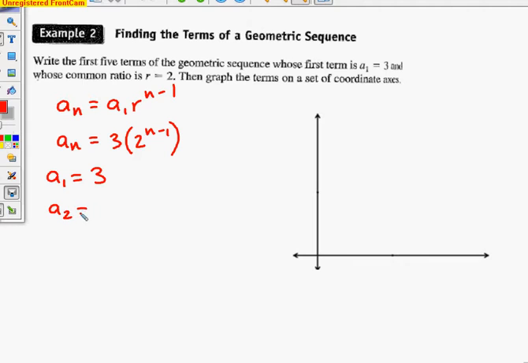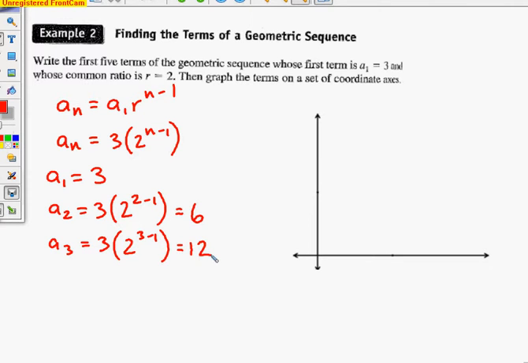So a sub 2 equals 3 times 2 to the 2 minus 1. That is 3 times 2 to the first. That's 6. So again, take the previous term, times it by the ratio. 3 times 2 is 6. Using recursion, the next number should be a 12. Let's see. 3 times 2 to the 3 minus 1 power. 3 minus 1 is 2. 2 to the second is 4. 4 times 3 is 12.